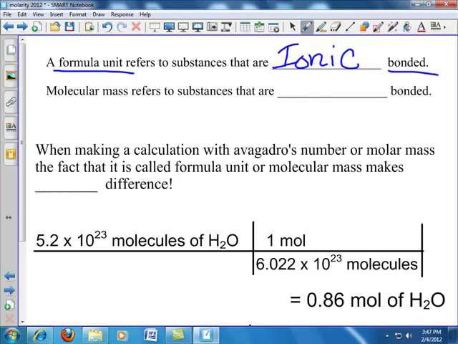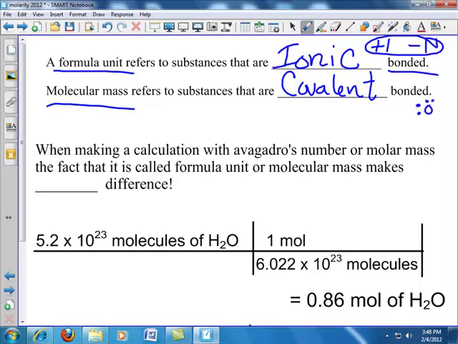And when you say ionic, you better be realizing that an ionic bond was when I had an attraction of different charges. Okay? So I had a positive and a negative charge, and those things were attracted to each other. And then molecular mass refers to things that are covalently bonded. That's when we had sharing, and we were drawing different dot structures of different things, like H2O, and those electrons in there are sharing.